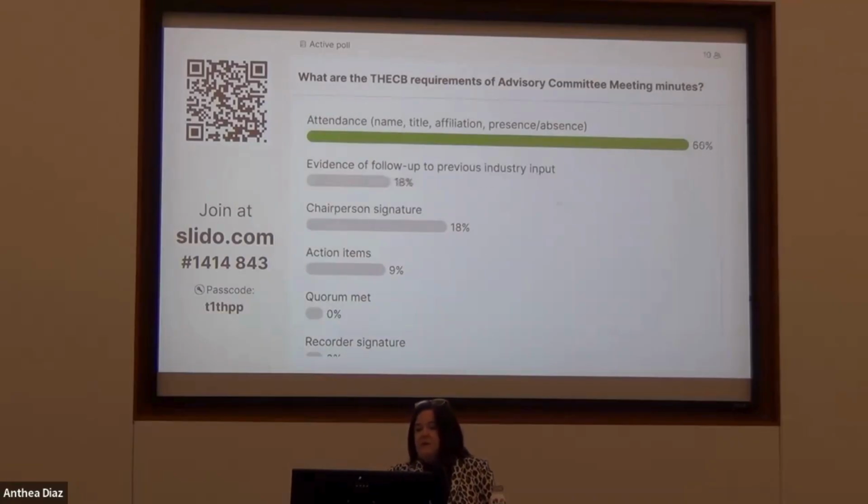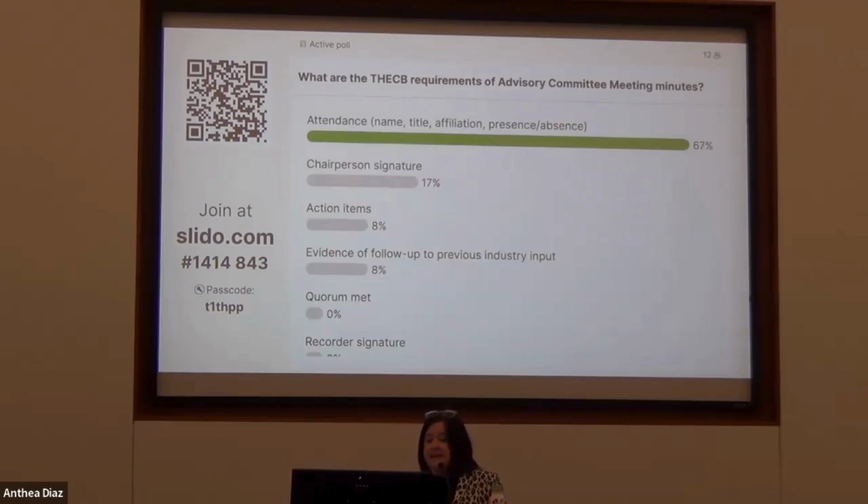All right. So as a matter of fact, each of these items is required. So their attendance, their name, their title, their affiliation, whether they're present or absent, right? A chairperson's signature. Meeting minutes must be signed. If we are audited and we turn in our minutes, they're going to ding us for not having signed minutes. So we must have them signed. We must capture their action items, and we need to provide evidence of follow-up to their previous industry input. That was not actually in the coordinating board's template, like 2 years ago.